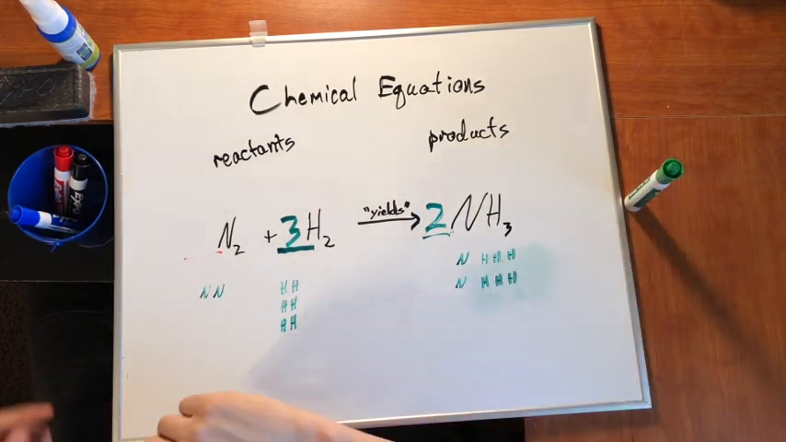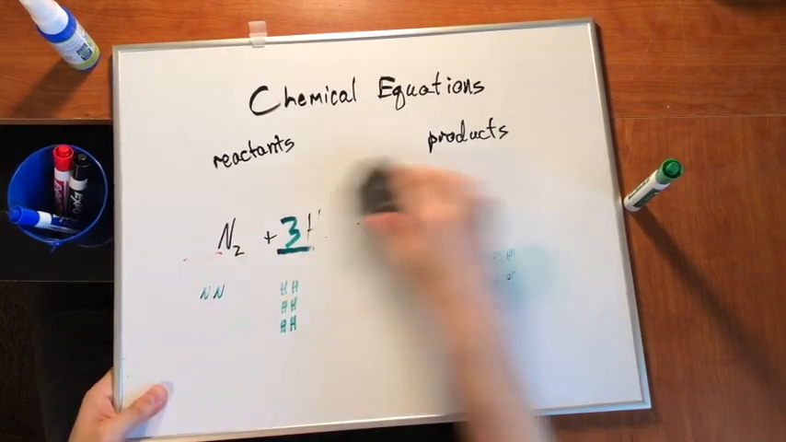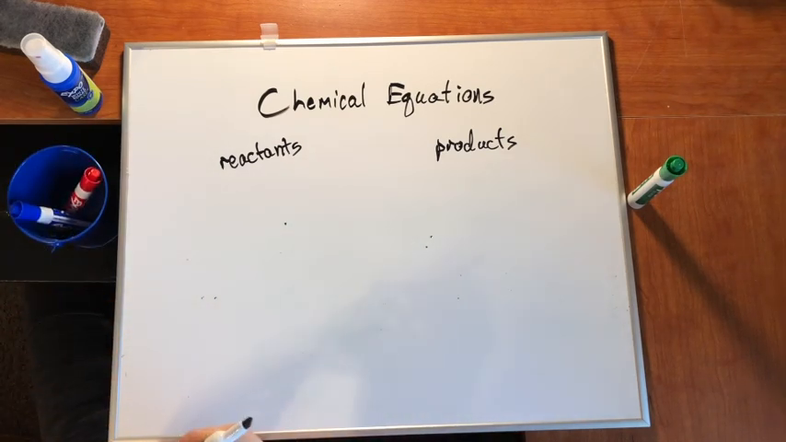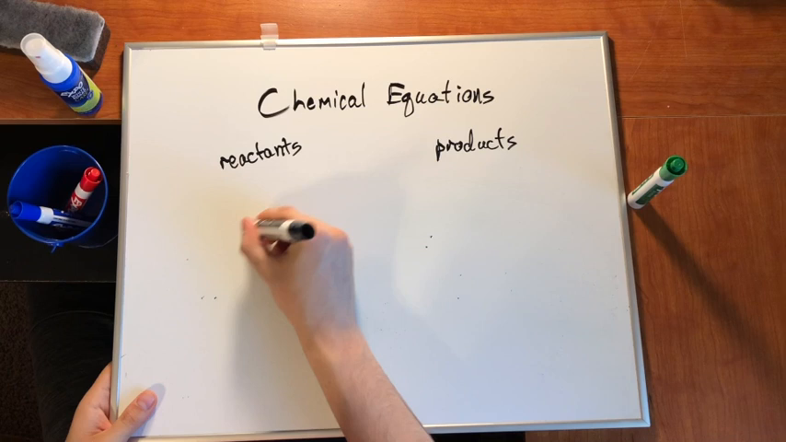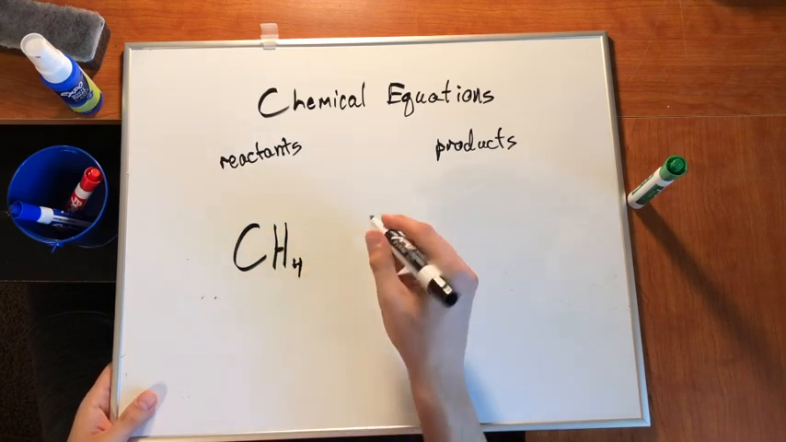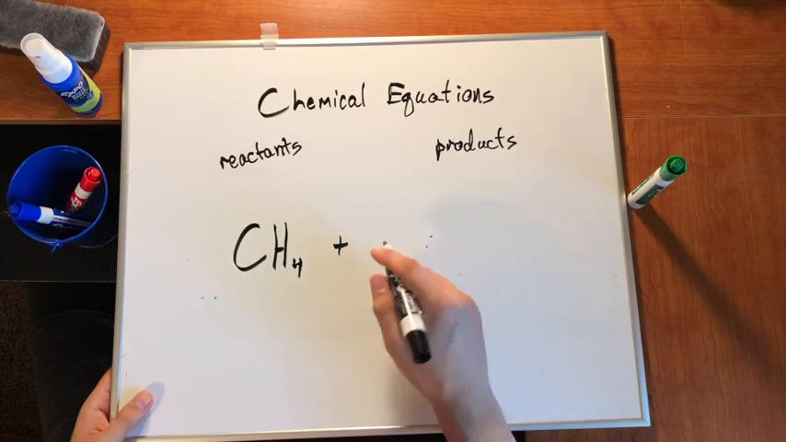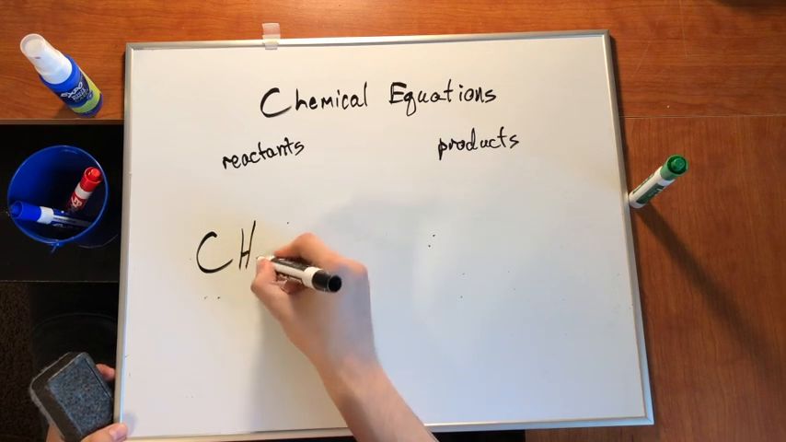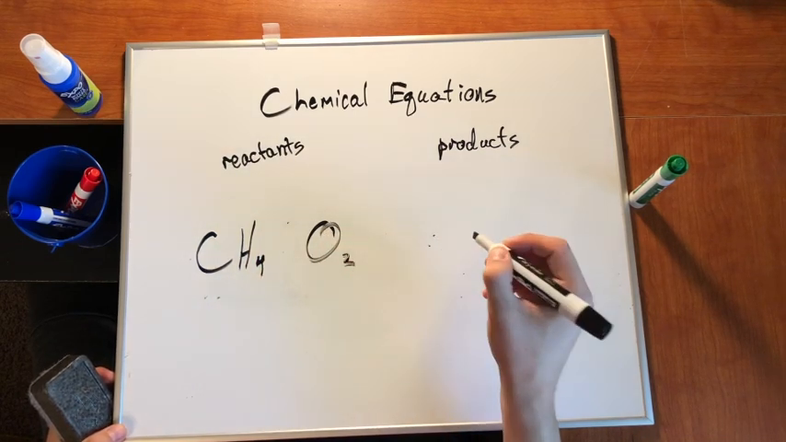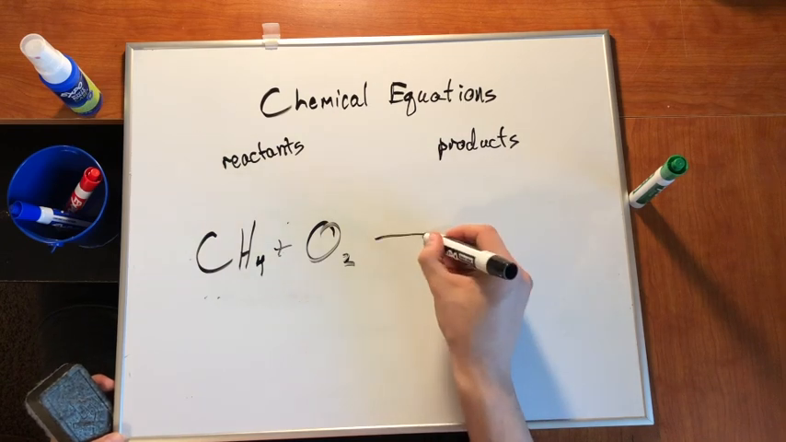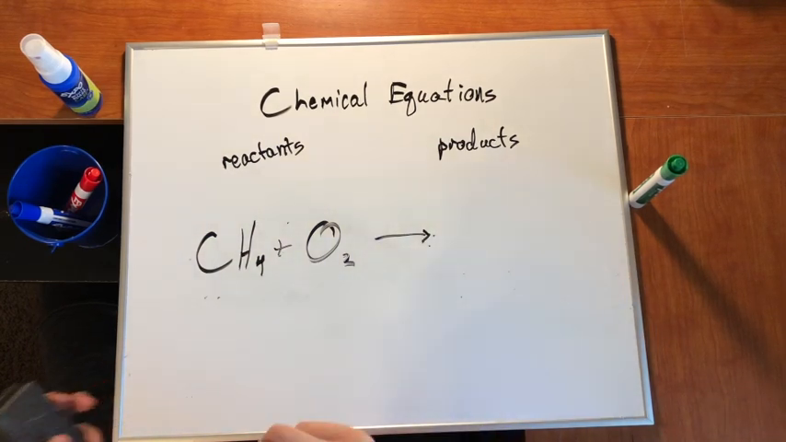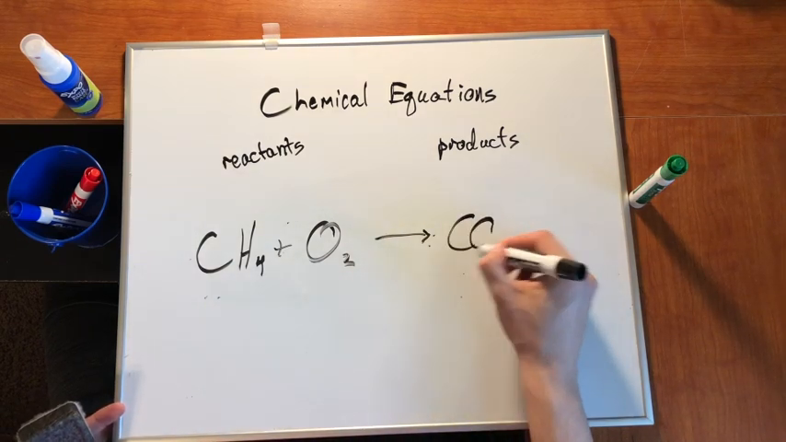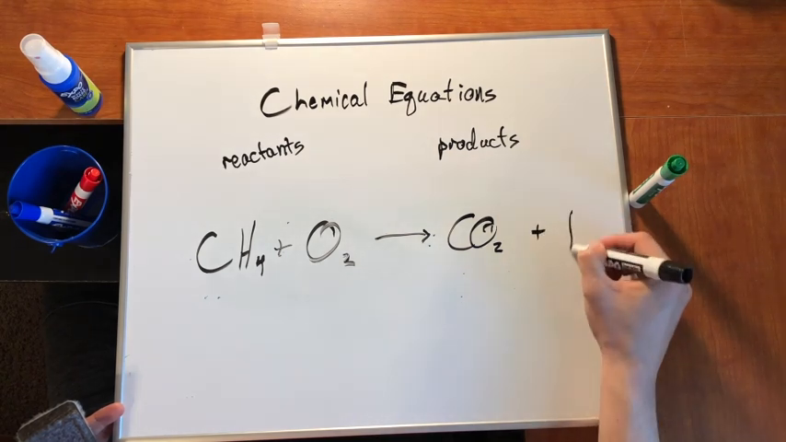Let's try another one, just to get some more practice with this. Okay, let's do another equation. Let's say I have methane reacting with oxygen. So my reactants are methane and oxygen. Got to put my plus sign. Yields carbon dioxide and water.